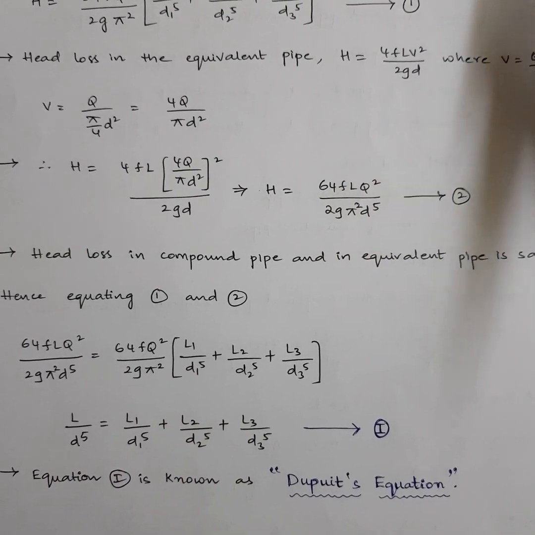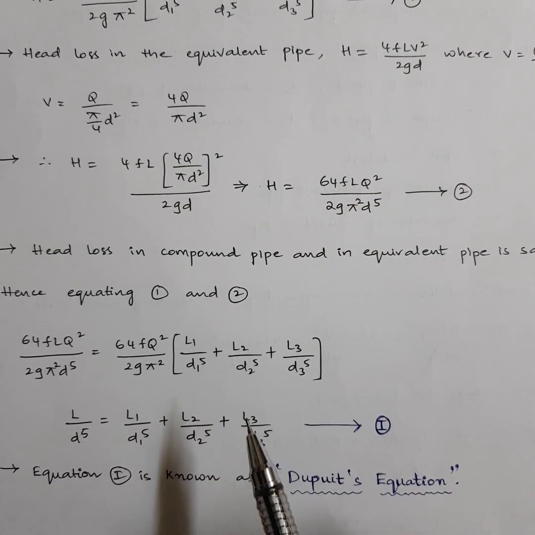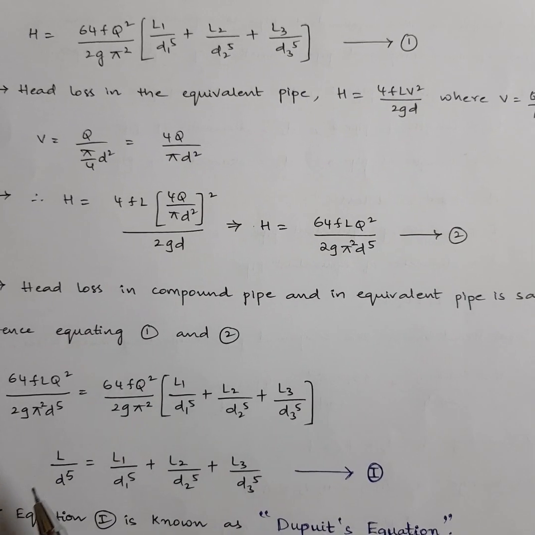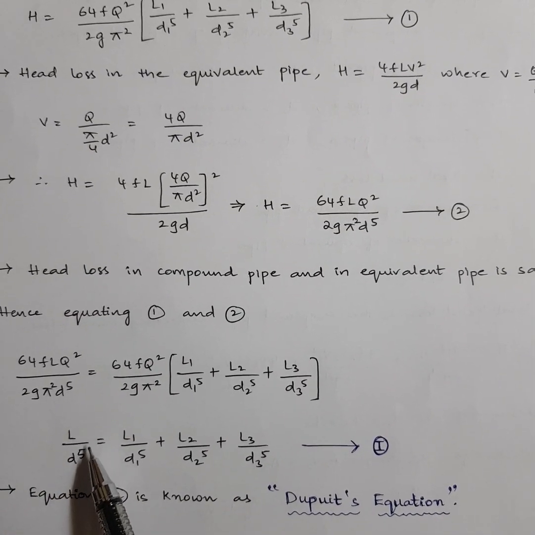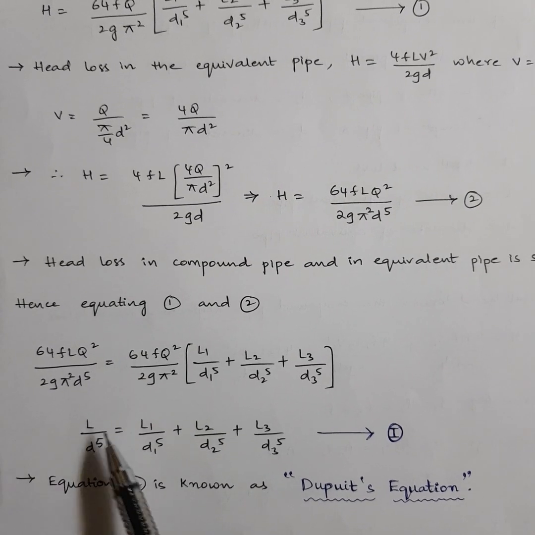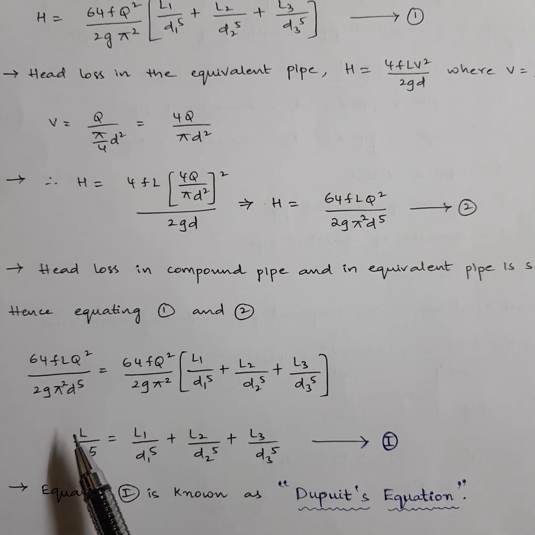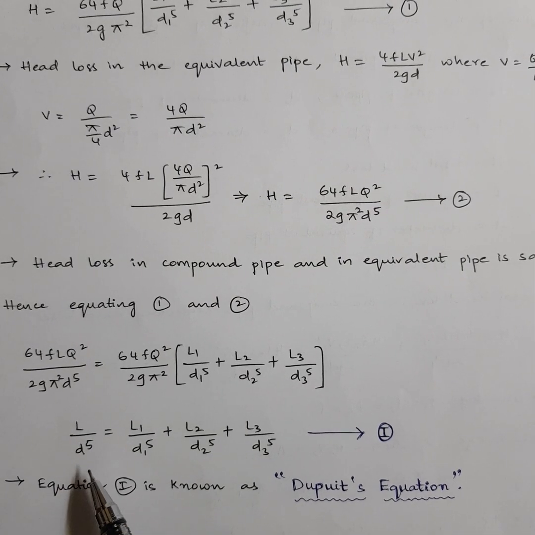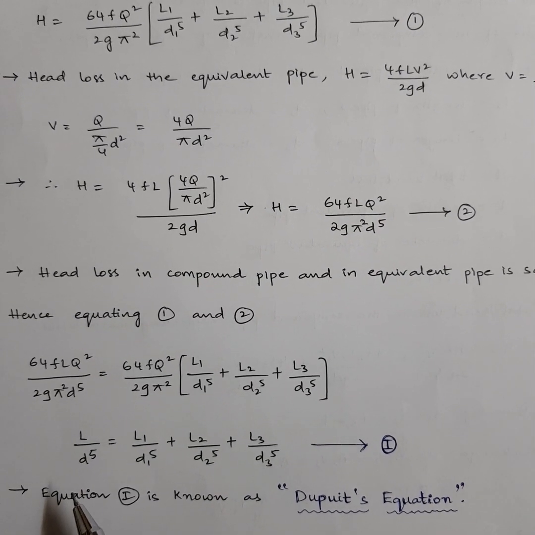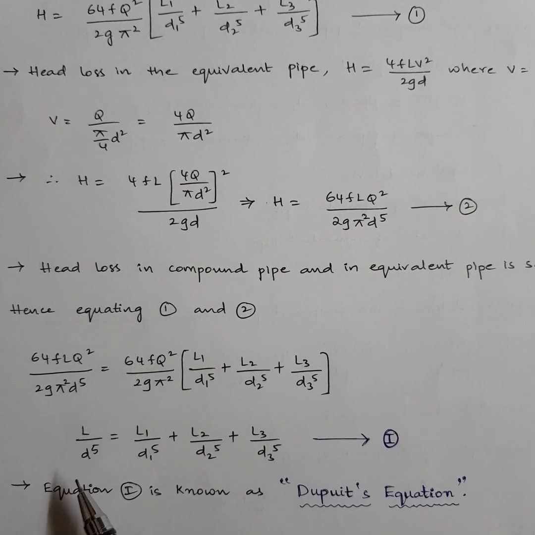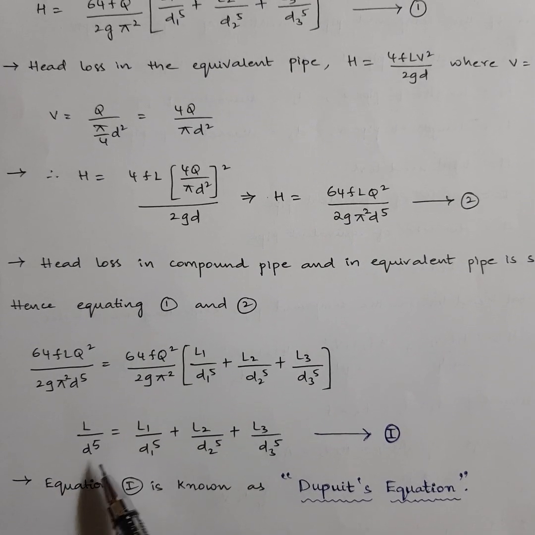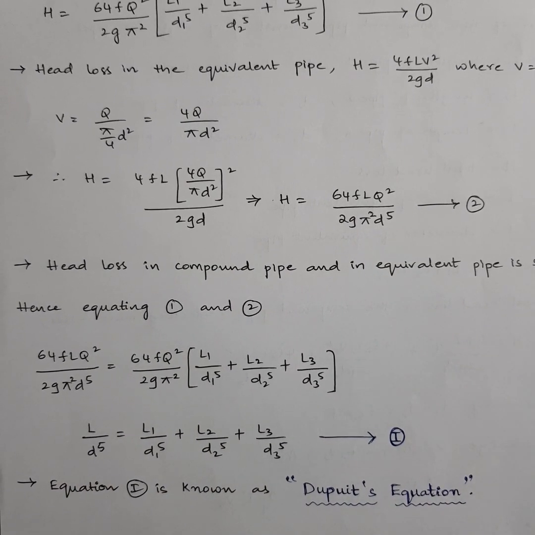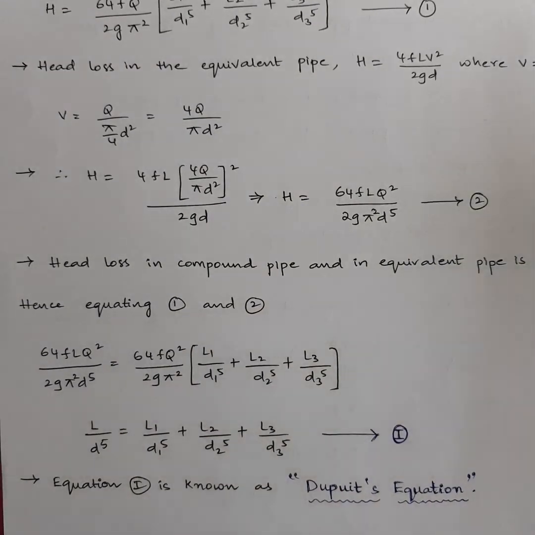So using Dupuit's equation, if any of the unknowns are missing, you can calculate. Most of the time they ask us to calculate the diameter of the equivalent pipe. Why? Because L we already know as L1 plus L2 plus L3, right? So if they ask us to calculate the size of the equivalent pipe, they are asking us to calculate the diameter. Remember, if there is any question like calculate the equivalent size or size of the pipe, it means you need to calculate the value of small d. Now let's see a numerical regarding this.